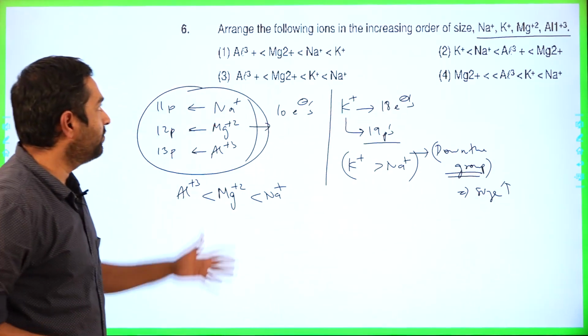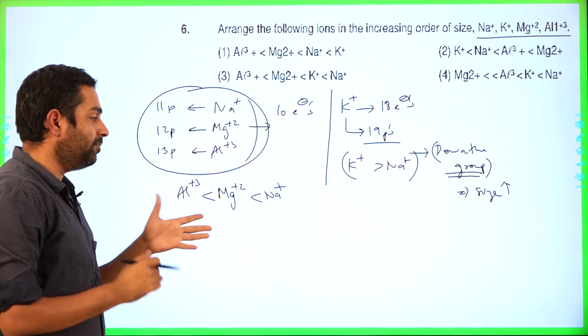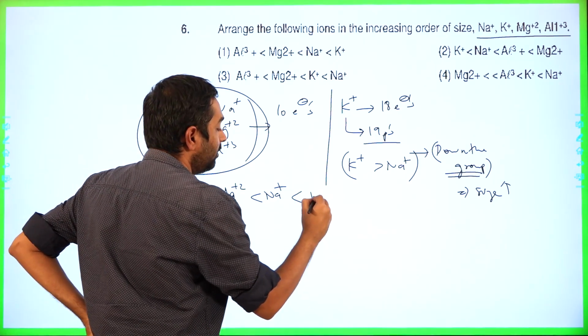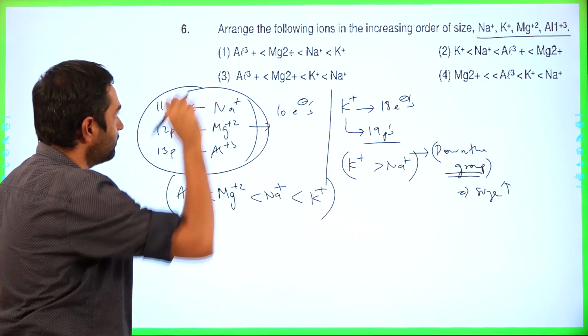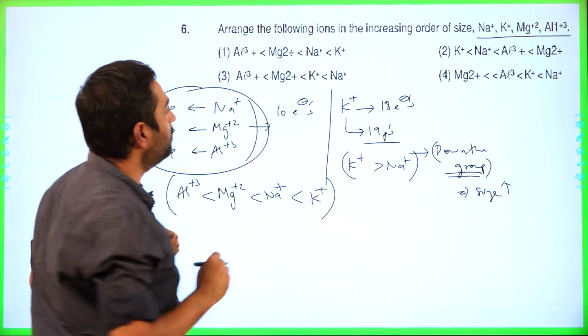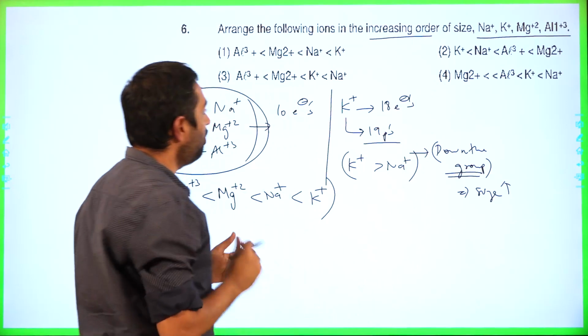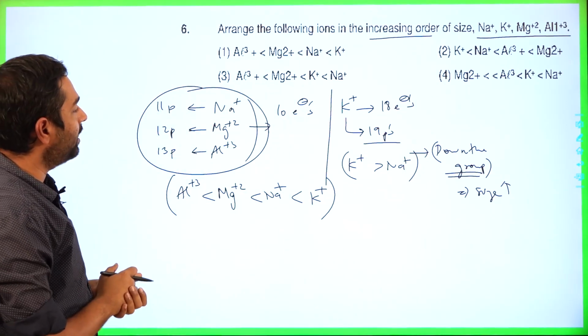That's the basic principle here. So if I'm going to be using that periodic trend here, I will be having Na plus being smaller than K plus. So this is the increasing order of sizes. What are they asking? Arrange the following ions in the increasing order of size. So this is going to be the order we are looking out for. So aluminum plus 3 has to be the smallest.